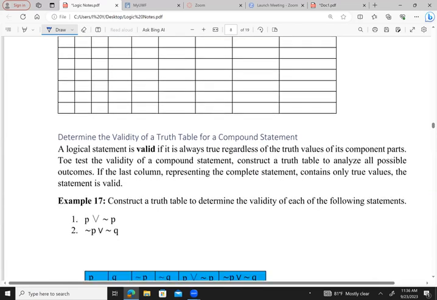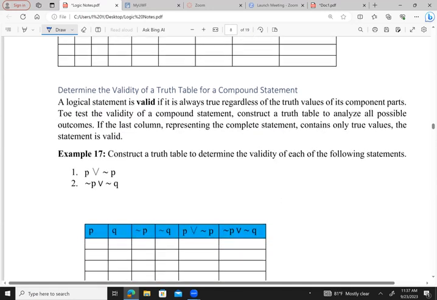So now we talk about validity. The validity of a truth table or a compound statement. A logical statement is valid if it is always true, regardless of the truth values of its components. To test the validity of a compound statement, construct a truth table to analyze all possible outcomes. If the last column representing the complete statement contains only true values, the statement is valid.